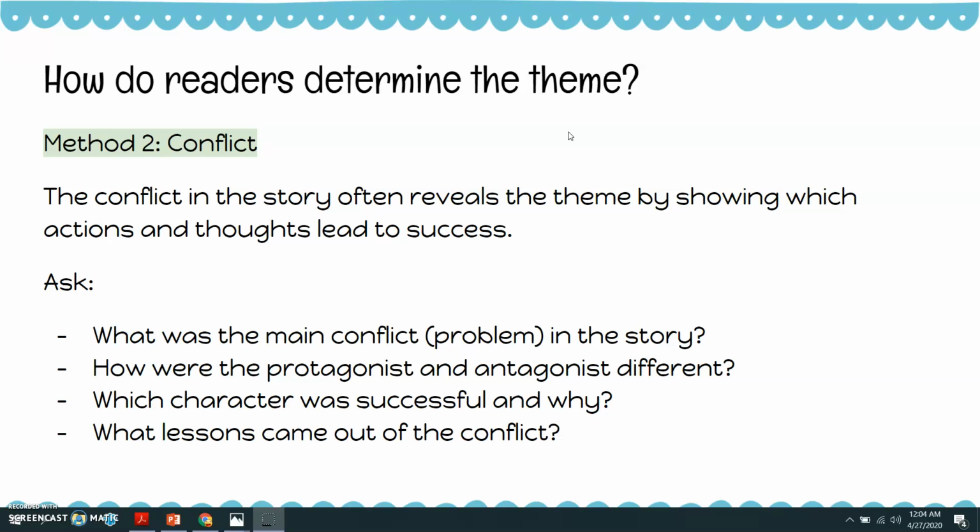So we can ask ourselves, what was the main conflict or problem in the story? How were the protagonist and antagonist different if it were external? Which character was successful and why? What lessons came out of the conflict?